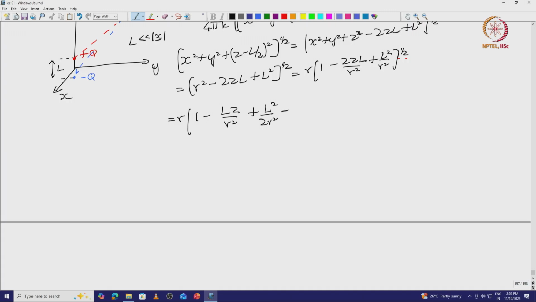Minus half into minus half by 2 factorial into (2zl/r²) the whole square. So these are the first terms in the expansion. These two are the first terms, and then this is the second term, and in the second term I have neglected this L² by r² when I simplify the second term here.